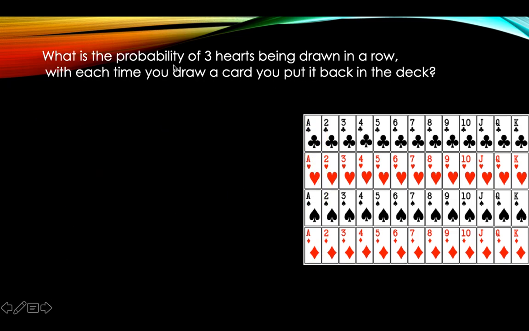What is the probability of 3 hearts being drawn in a row? With each time you draw a card, you put it back in a deck. So if you put it back in a deck, that means you're going to have the same amount of cards every single time, right? And you're still going to have the same amount of hearts every time. So we would call that independent events. Independent.